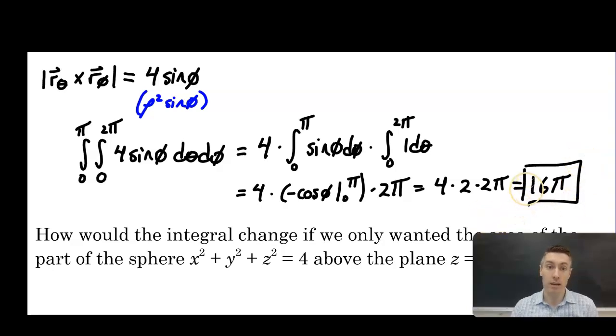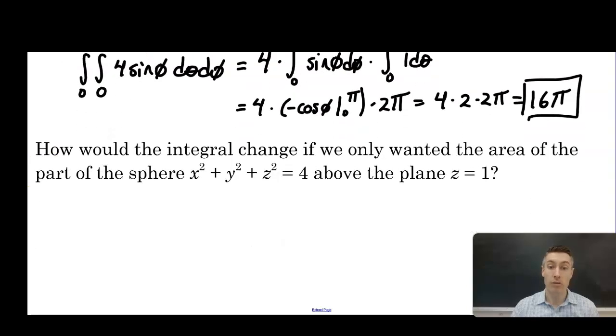Now, since we can find that surface area with a formula, and the same thing in the previous example, these don't really give us any advantage. If anything, they're more difficult for us to compute. But we're often not going to be finding the surface area of the whole sphere. There's typically going to be a restriction, and we're going to be just looking for part of the surface area. So how would the integral change if we only wanted the area of the part of the sphere x squared plus y squared plus z squared equals 4 above the plane z equals 1? So now we only want a little portion of the surface area.